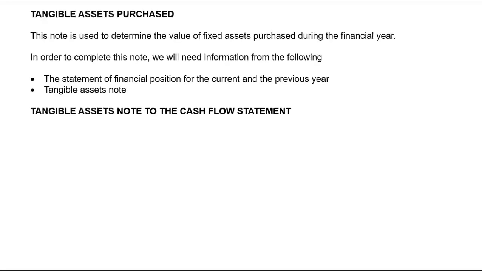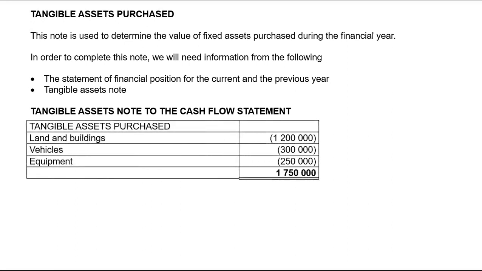As I've said, in order for you to complete this note, you will need the statement of financial position for the current and the previous year, so that you can determine whether tangible assets have increased or decreased. You will also need your tangible asset note. In most cases, they will not give you both. They will only give you one of the two. And your tangible asset note will look like this. Because we have purchased, everything will be in brackets, which represents an outflow.